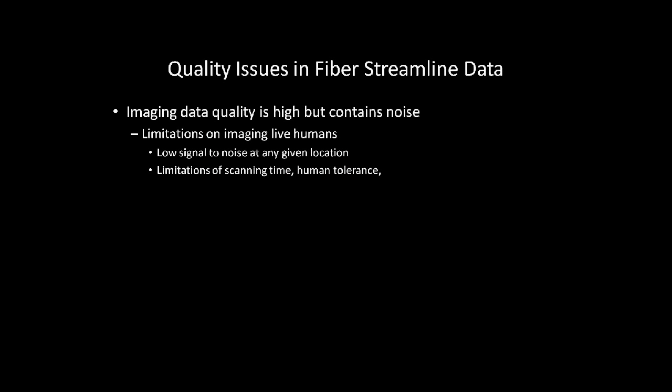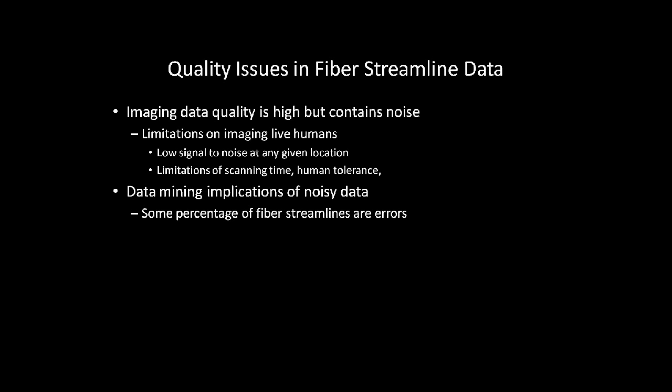There are limitations because we are imaging live humans, which means there may be low signal noise at any given location. Humans have a limited tolerance for how long they can be scanned. They move, things like that limit the quality of the data collected. Also, there are implications of this noise to the data mining techniques, that some percentage of the fiber streamlines are errors in the data set that we have. It's not perfect data.